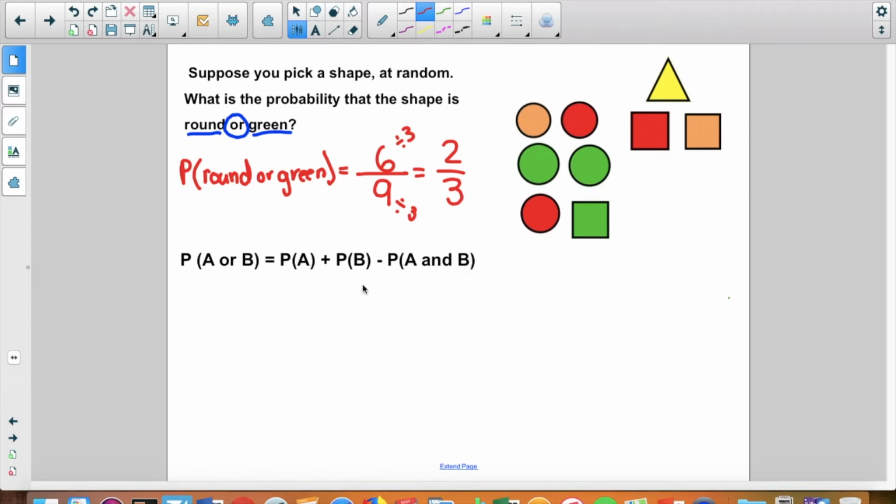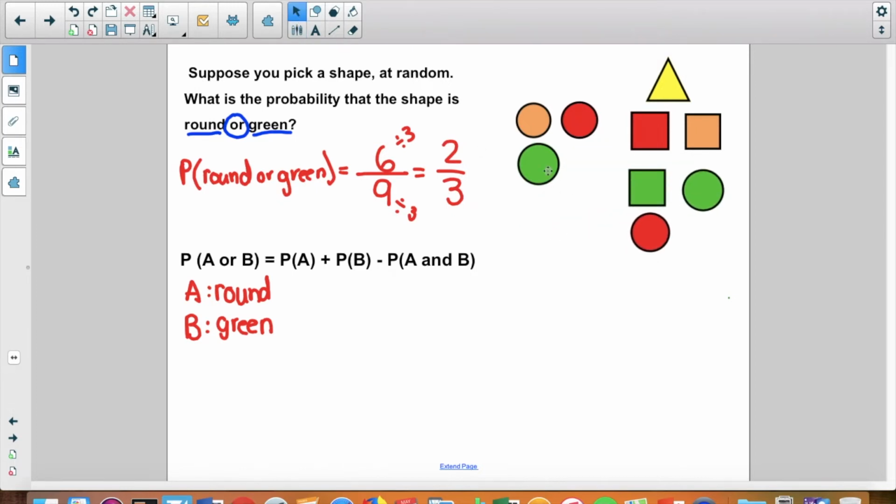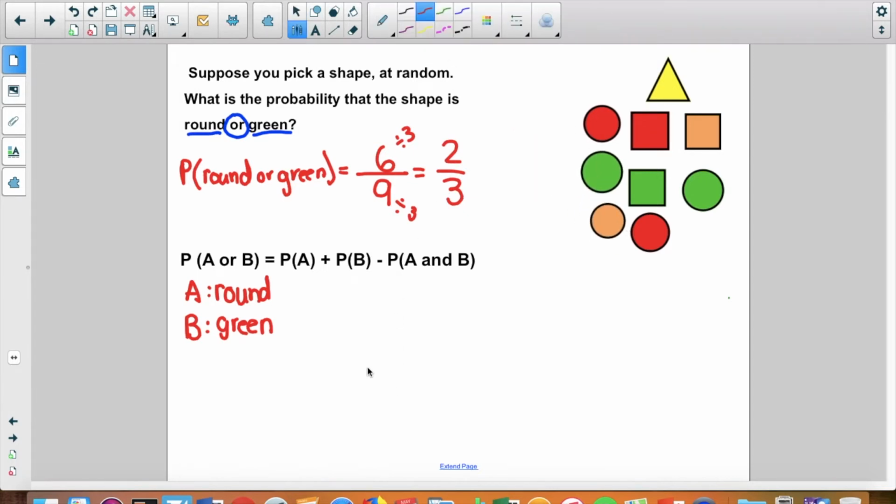So now let's use the equation for it, okay? So before we even do that, since we're using A and B, let's identify what A and B is. So event A, let's say that the shapes are round. Event B, let's say that the shapes are green. Okay? Now I'm going to move all these back. And let's do it.